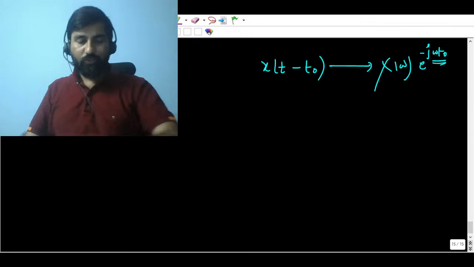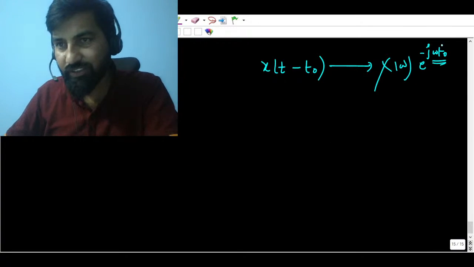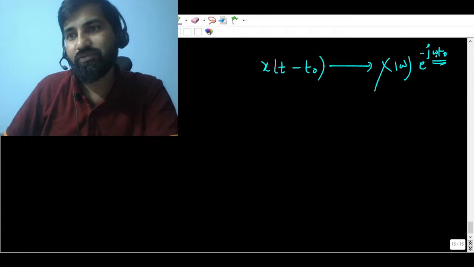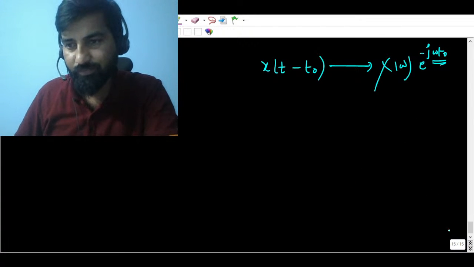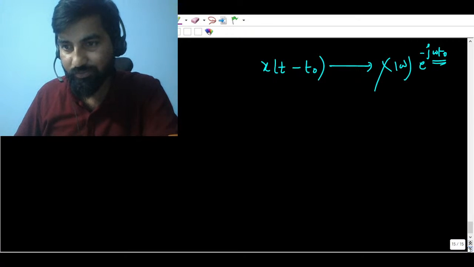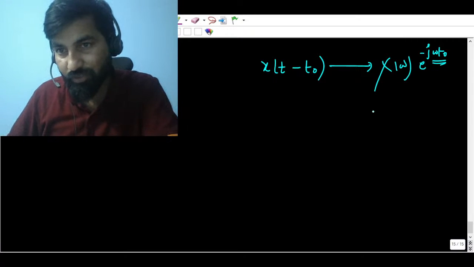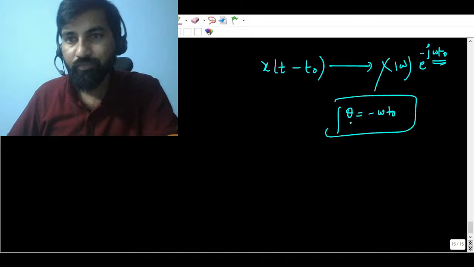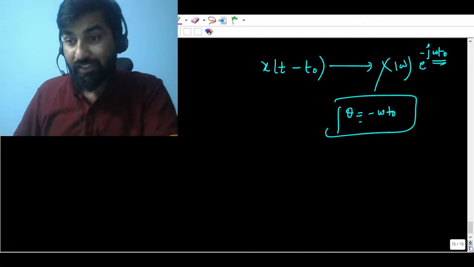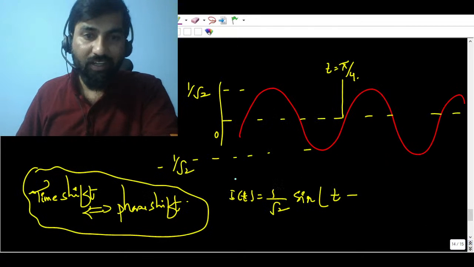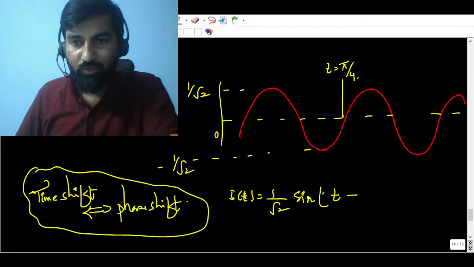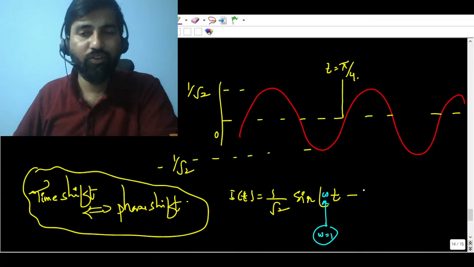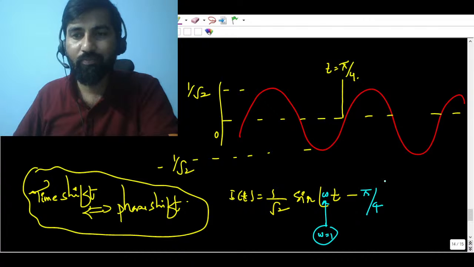So what you can do here is, you can see the phase is what? Minus omega t naught, right? Minus omega t naught. Here the phase is what? Minus t naught. But in our case, the input omega, what is the omega value here? Omega is 1. You don't have to worry about that. The phase is going to be minus pi by 4.